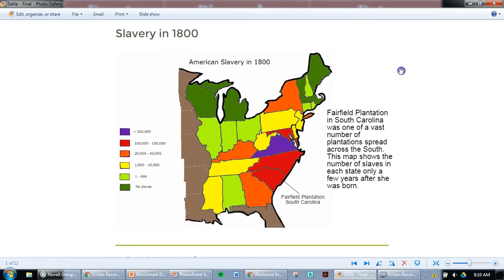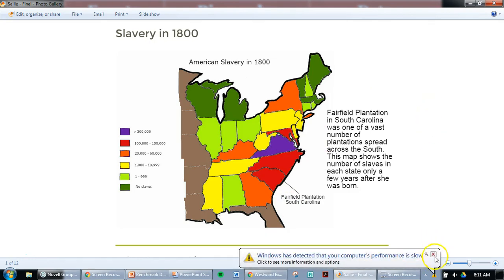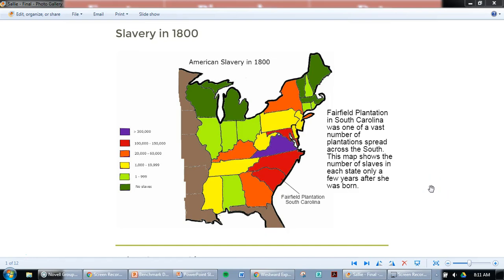Then we've got slavery in 1800. So here's a map of where the different states and territories were at the time and how many slaves were in each area. And then for a description: Fairfield Plantation in South Carolina was one of a vast number of plantations spread across the South. This map shows the number of slaves in each state only a few years after she was born. So by showing that, I'm making a connection from Sally to slavery in 1800 by mentioning Fairfield Plantation where she was born, but I don't have to pummel the reader over the head with it, right? It's there, that's enough. We get it.